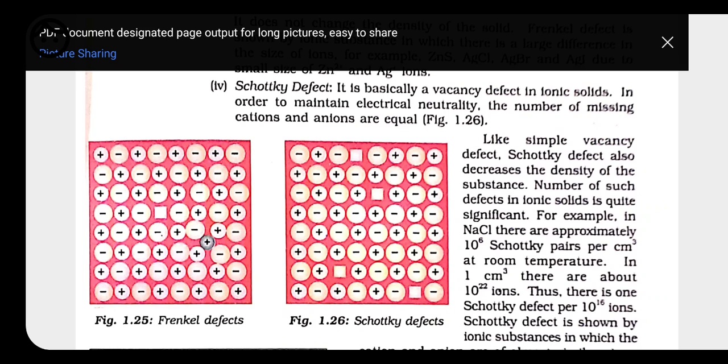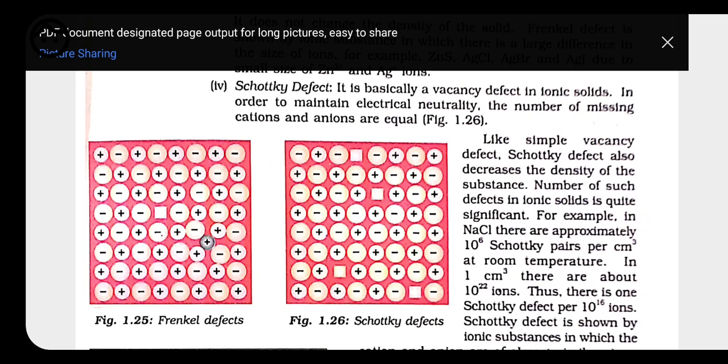But in the Frenkel defect, there is no change in the density. Why? Because here the ion is present inside the crystal only. Though it is dislocated, it is still present in the crystal.